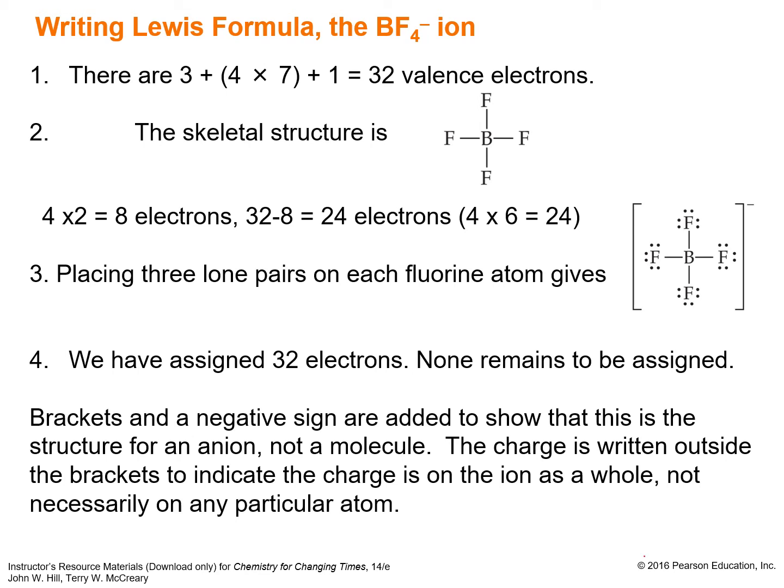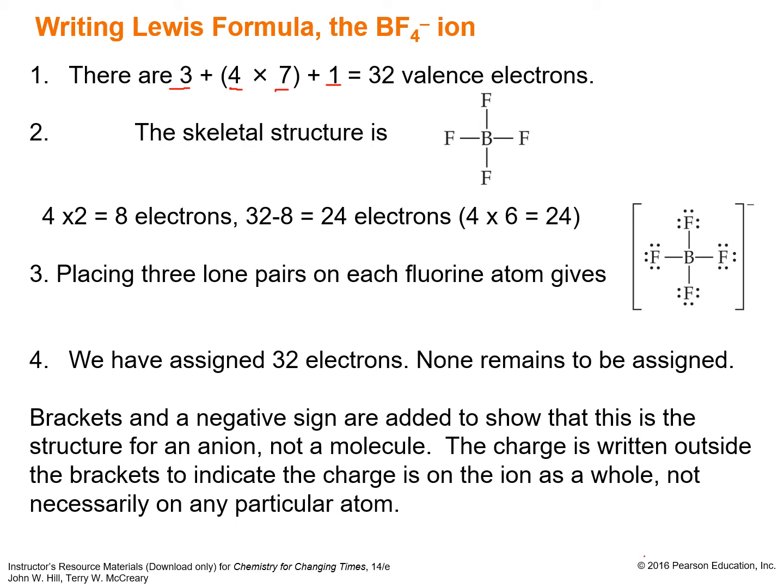So here is a Lewis formula. How would you write a Lewis formula for the boron tetrafluoride ion? So boron has 3 valence electrons, fluorine has 7 valence electrons, and there are 4 fluorines, so 4 times 7, and plus 1 is because of this negative charge here. So you have 32 valence electrons here.